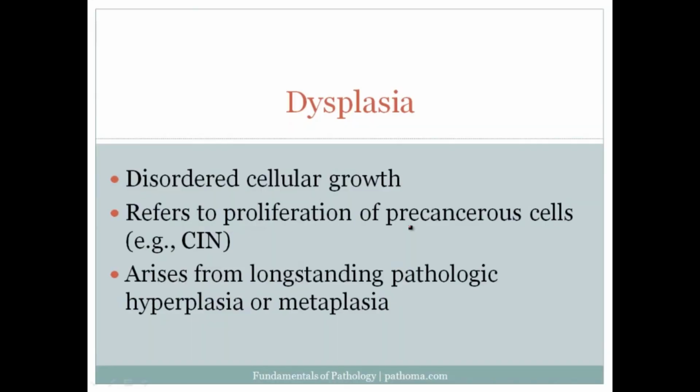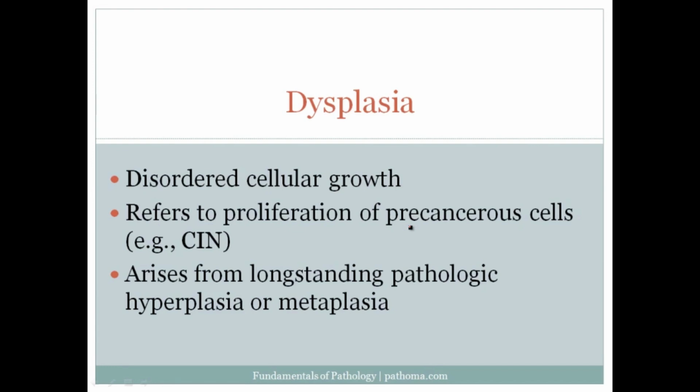The next principle in growth adaptations is dysplasia, and dys means bad and plasia means growth. And the idea with dysplasia is that there is disordered cellular growth. For the most part, the term dysplasia is used to refer to a proliferation of precancerous cells. The classic example of dysplasia is CIN. We're all familiar with this in the cervix, cervical intraepithelial neoplasia. Recall that CIN can be subdivided into three types: CIN1, CIN2, and CIN3. And it's important to remember that CIN is actually dysplasia.